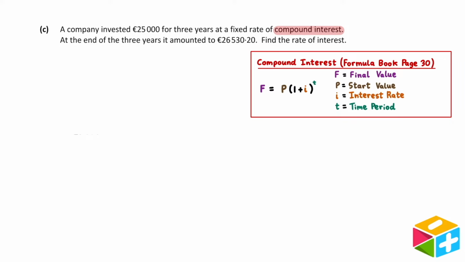Just like part B, this involves compound interest, so we'll want to use our compound interest formula. As always, whenever we have a formula, the first step is to identify the values for each of the letters. F is the final value, and this refers to the €26,530.20 that we have at the end of the 3 years.